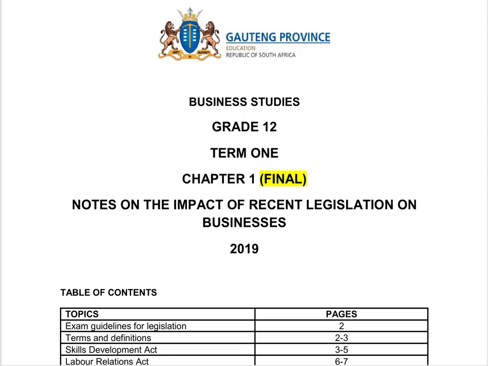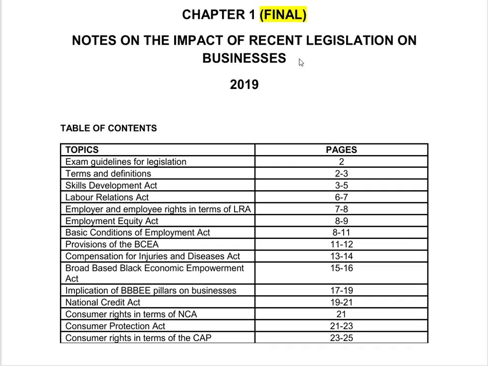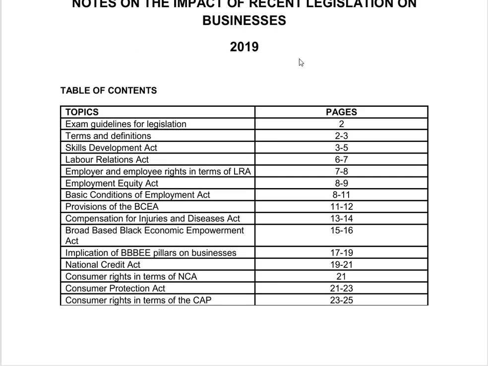We are doing business studies, grade 12, term 1. So, notes on the impact of recent legislation on business. Don't mind the year, which is 2019. It's the same notes that I use now, so nothing has changed. This is the table of contents. We have all the topics that you are going to cover in term 1.